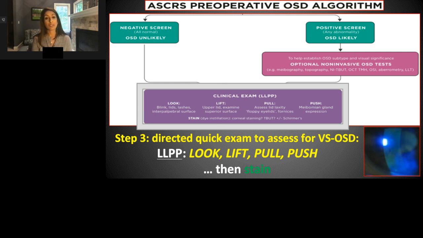And then push refers to pushing gently on the meibomian glands to express a little bit of the oil so that you can look at the consistency of the oil to see if the patient has MGD, to see what their vision quality is likely to be if there's deficient oil flowing.